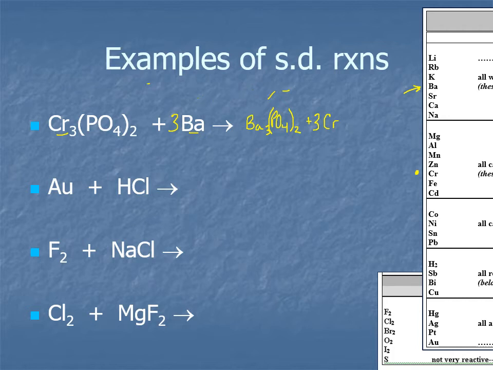Let me clean this up just a little bit here. And I certainly don't need these now. All right, so let's do gold and hydrogen chloride. Now, gold is a metal, it's a cation, and hydrogen is the cation here, even though it's technically not a metal. But remember, this is an acid, hydrochloric acid, so how is this going to work? Well, let's find gold and hydrogen.